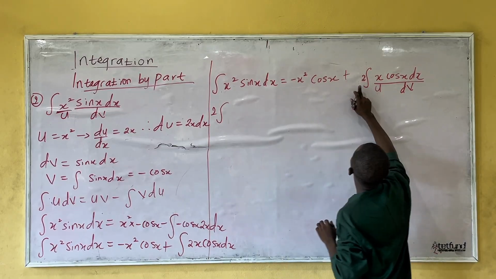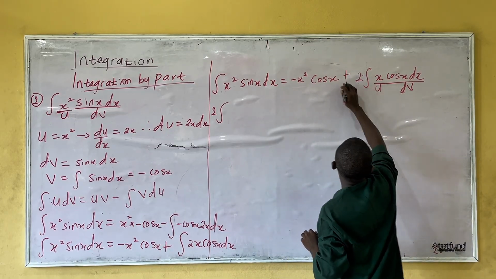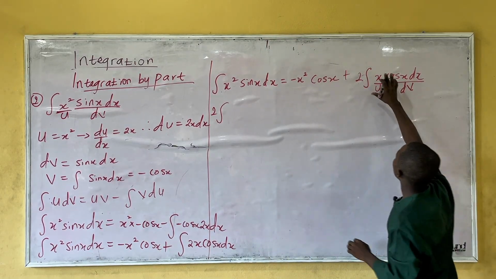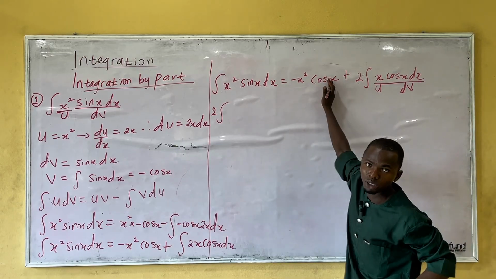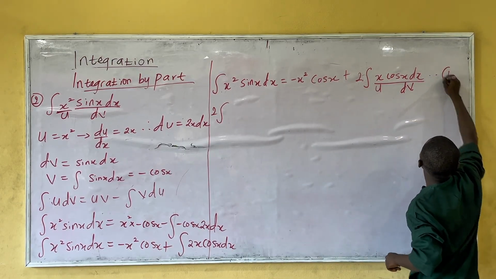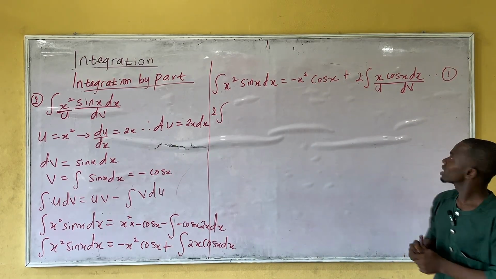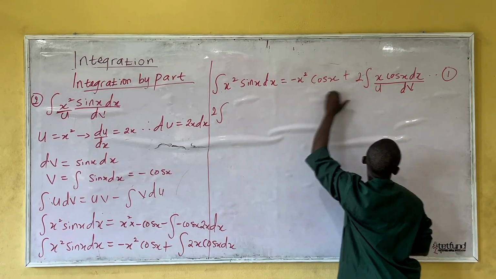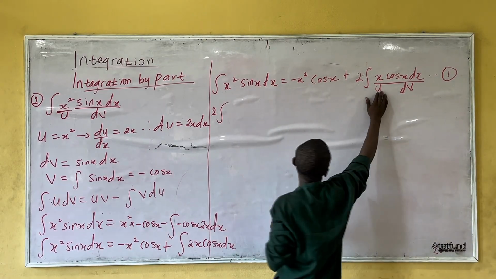So this is plus 2 multiplying everything here. So I want to work with this separately. I will now come back to this. Let me tag everything here equation 1 so that you're not confused. So I want to deal with this.